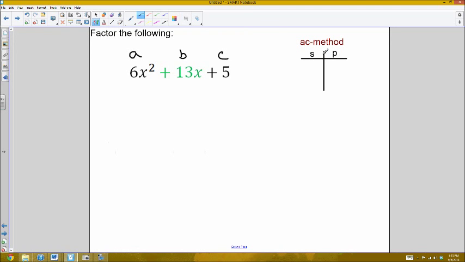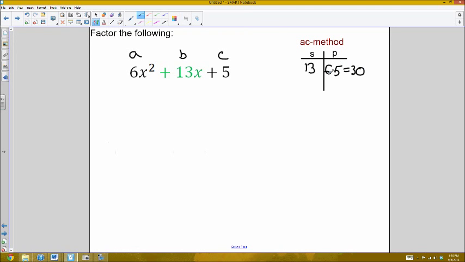The things I'm going to put in this sum and product box: in the sum box I'm going to put the coefficient of my b term, which in this case is 13. And in the product box I'm going to put the product of the a term times the c term. That's where the name AC method comes from. So I'll have the product of 6 times 5, those other two terms, which is 30.